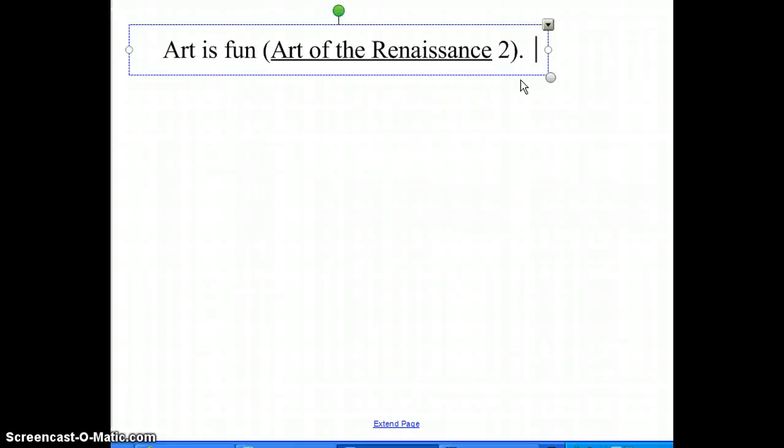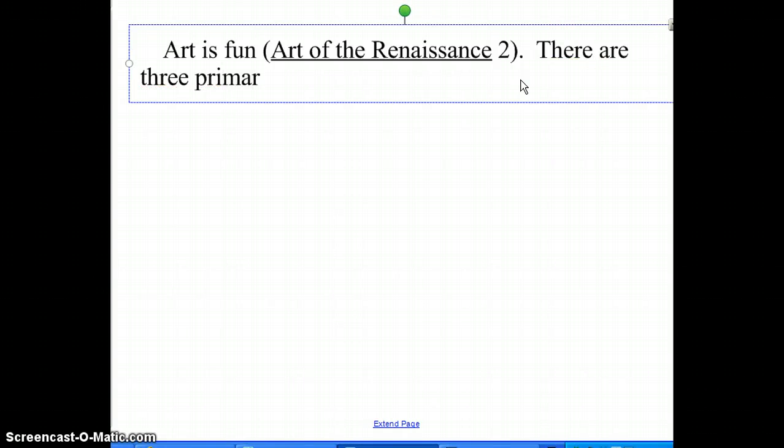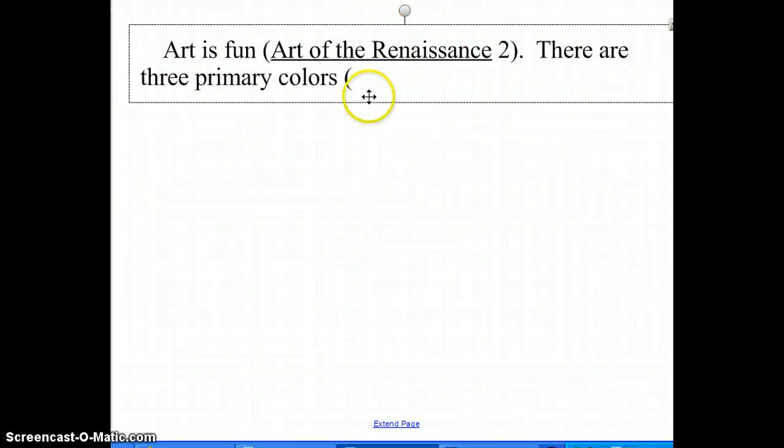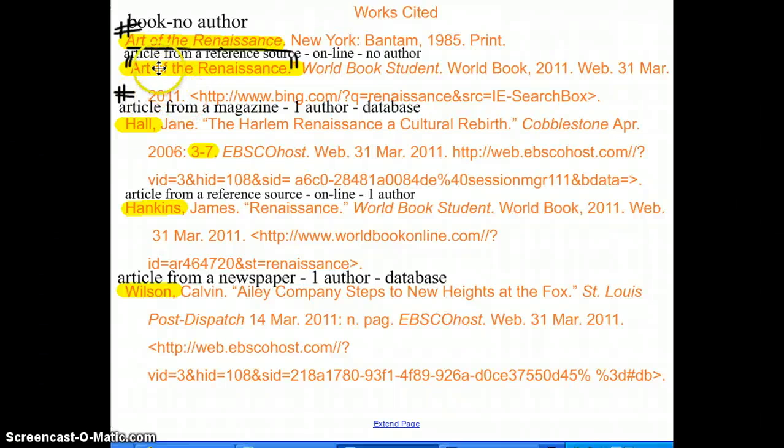Then we made up another sentence about art. We said there are 3 primary colors. And we're going to pretend that this fact came from our second source, which is titled the same as our first source, but we knew that it was a shorter work. It was just an article instead of a book. So when we recopy it, we need to include those quotation marks around Art of the Renaissance. Otherwise, our teacher won't know which source we're looking at. So we put our beginning quote, our end quote, our period on the outside, and we had already indicated over here that we did not need a page number.